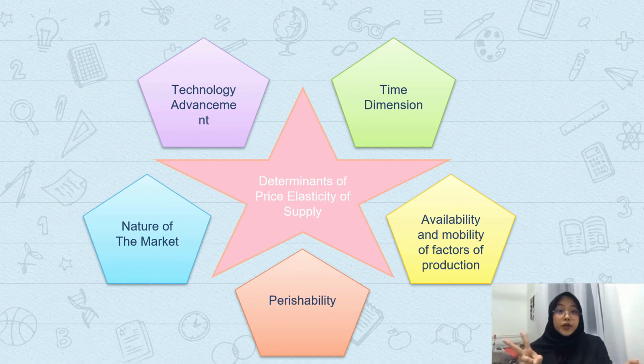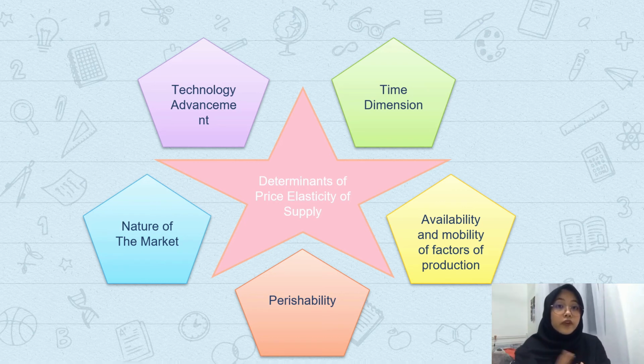The second one we have is time dimension. Time is one of the biggest factors that can influence the price elasticity of supply. This is because in a short time period, the supply tends to be more inelastic because of insufficient time to organize the supply to demand. However, if the time given is longer, then the supply will be more elastic. The sellers can also be more responsive to changes in price since they can adjust their supplies or their production.